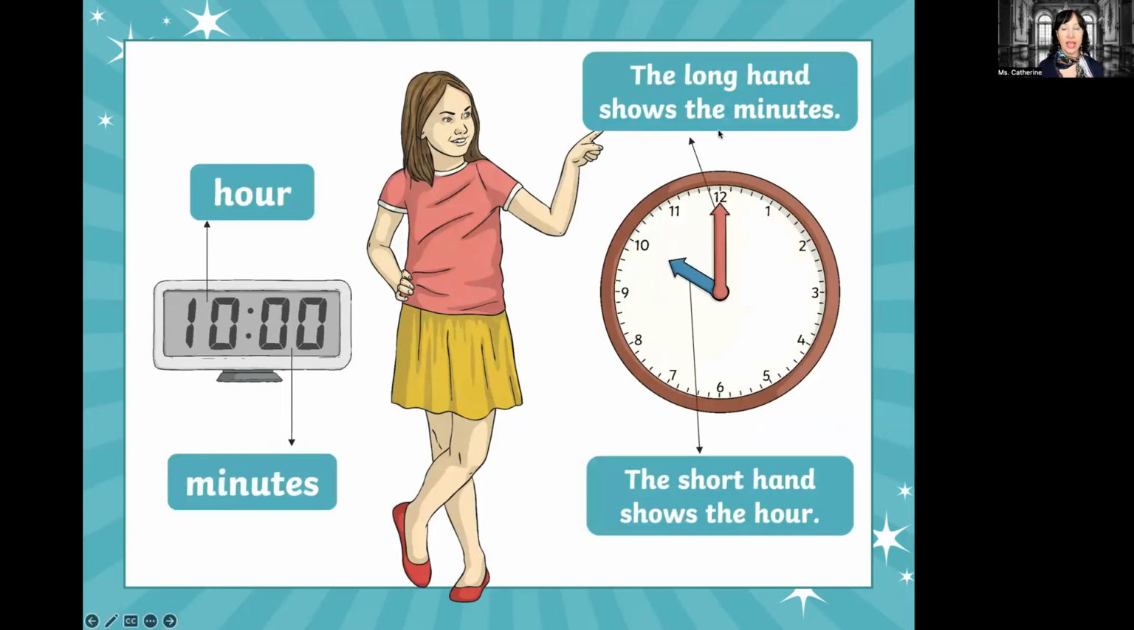Okay, so the longhand shows the minutes. The shorthand, the blue arrow, shows the hour. This would be the analog clock. The digital clock here, the 10 is the hour. And this shows the minutes. This is the digital clock. Digital, analog. Good job.